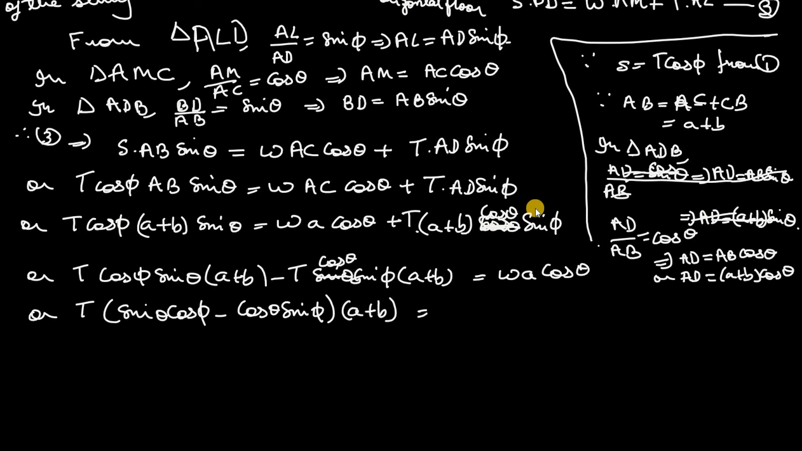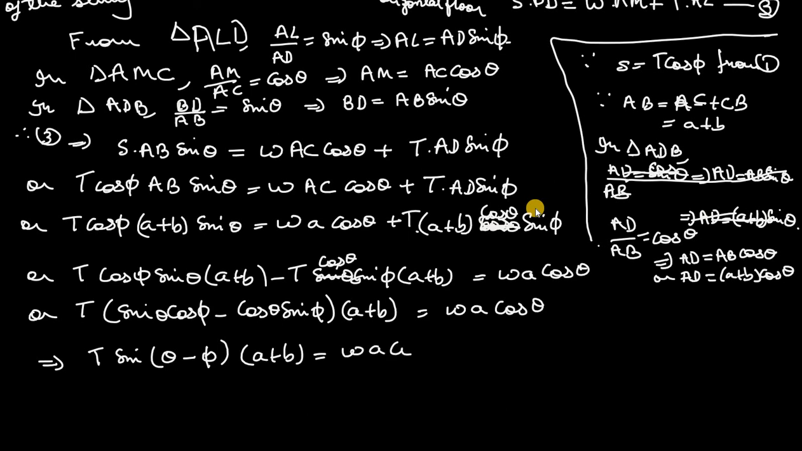A plus B is equal to WA cos theta, which implies T into sin theta cos phi minus cos theta sin phi. It is nothing but sine of theta minus phi into A plus B, equal to WA cos theta. This implies that T, the tension of the string, is equal to WA cos theta divided by A plus B into sine of theta minus phi. So this completes the proof.